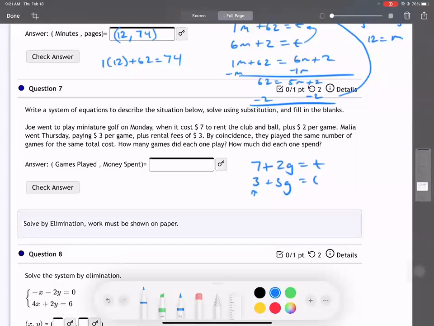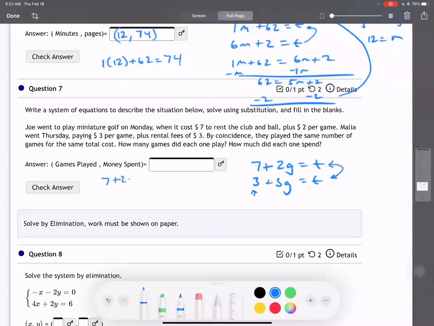And this will give me a total. By coincidence, they played the same number of games for the same total cost. How many games did each one play, and how much did each one spend? So we're saying that they played enough games that it costs the same amount. So let's set them equal to each other.